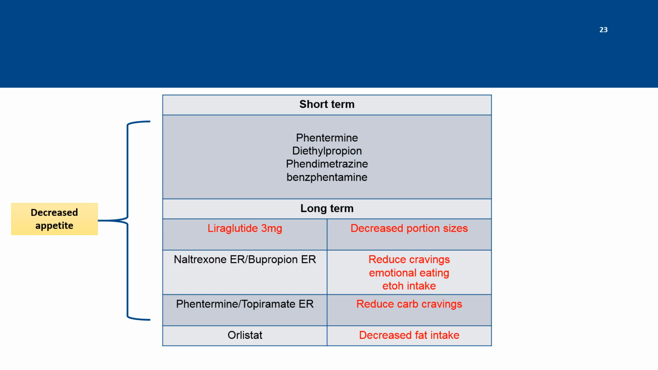So the naltrexone bupropion combination could help with reducing some cravings, some emotional eating. The phentermine topiramate combination could also help with cravings for food, especially with carbs. And then the orlistat could help with decreasing fat intake because of the side effect of oily stools.